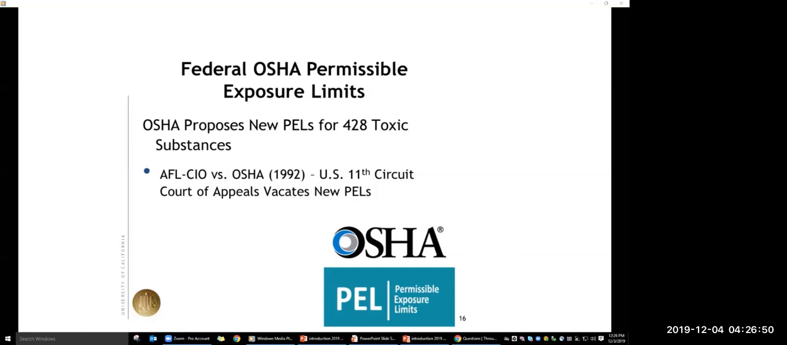However, labor, the AFL-CIO, filed a suit against OSHA asking the courts to overturn the PEL revisions because certain chemicals were not included in the 1989 PEL revision. In July of 1992, the federal courts overturned the OSHA PEL revision. To date, states which operate under federal OSHA jurisdiction still use the PELs which were adopted in 1970. However, for substances which were new, OSHA uses the general duty clause for exposure limits for the new chemicals.